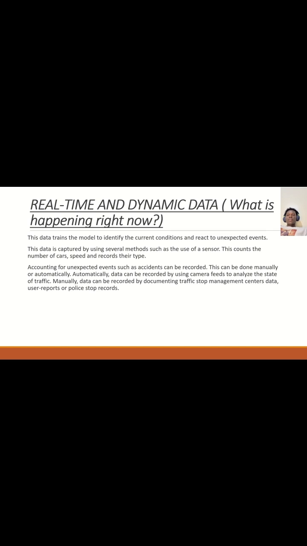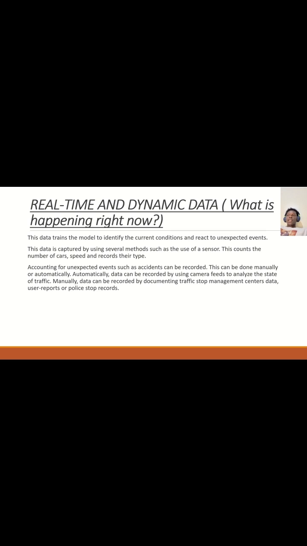So this can actually be done manually or automatically. Automatically, the data can be recorded using camera feeds from traffic zones. These are used to analyze the state of traffic. Or we can get the data manually, where the data can be recorded by documenting traffic stop management from the police traffic stop centers, or user reports, or the police stop records.